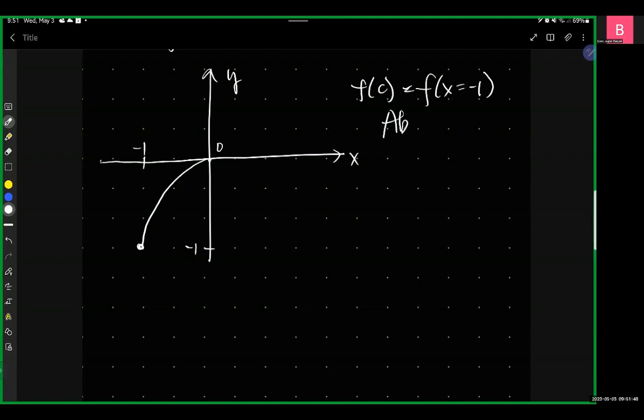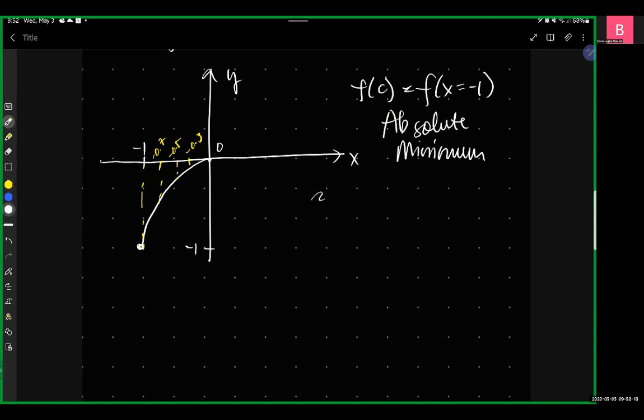So let's ask ourselves, is this the absolute minimum? No? Okay, so now let's check. Let's take arbitrary points again. So let's say the first arbitrary point is negative 0.7, negative 0.5, and negative 0.3. Let me just write it slanted.